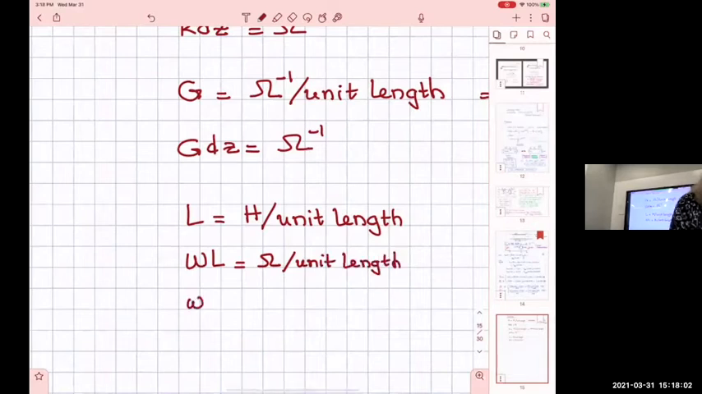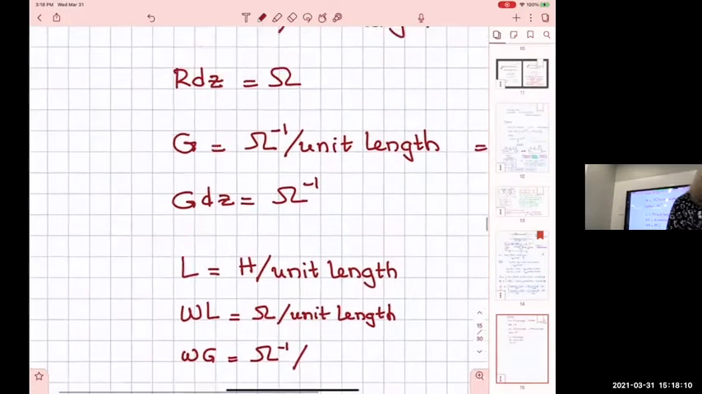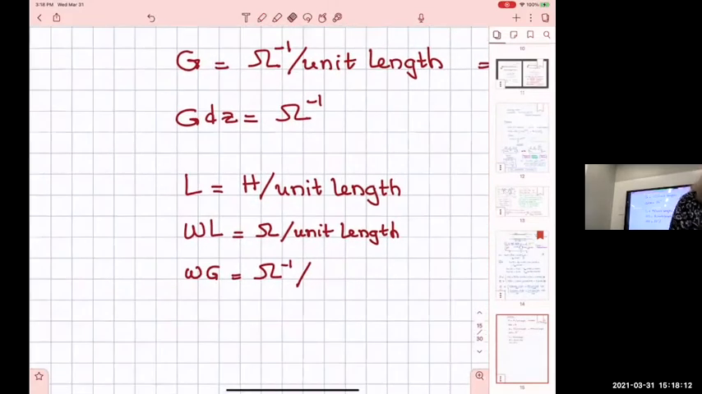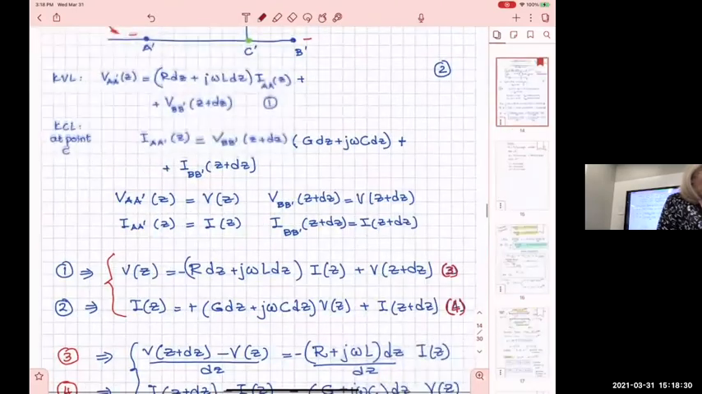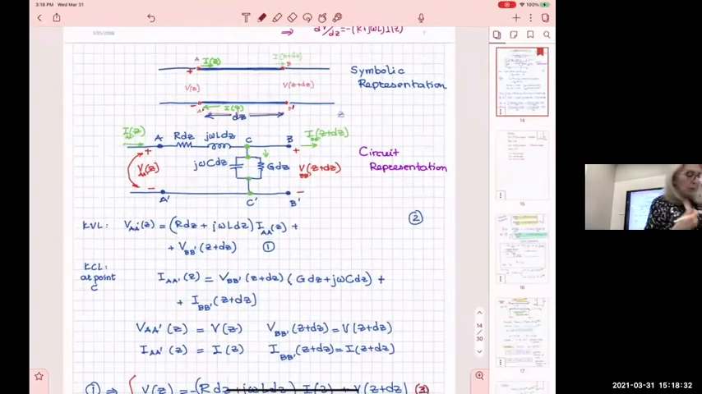And then how much is omega C? Ohms minus 1 per unit length. Or did I say G? Yeah, omega C, excuse me. Omega C, ohms minus 1 per unit length. Okay, that's what it is. So now you have all of the units, all the same units. R and omega L give the same units, and G and omega C have the same units.